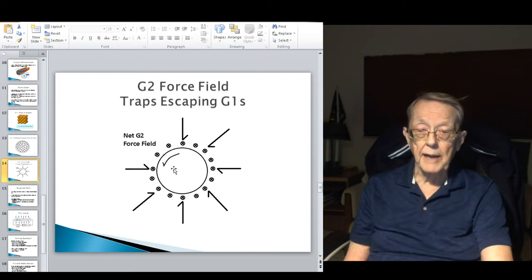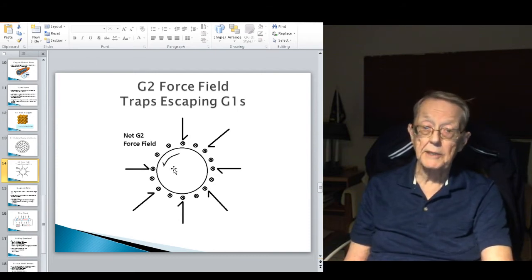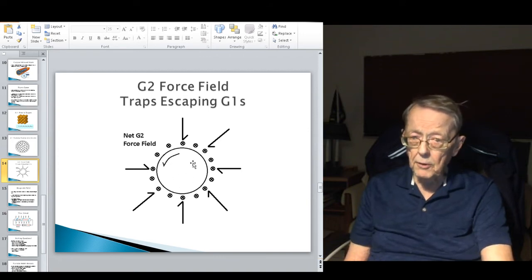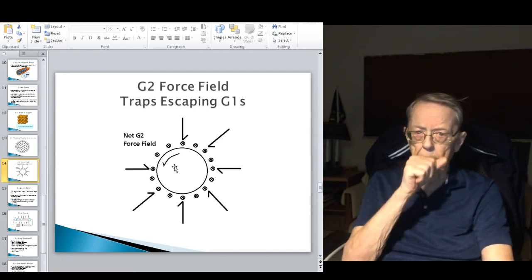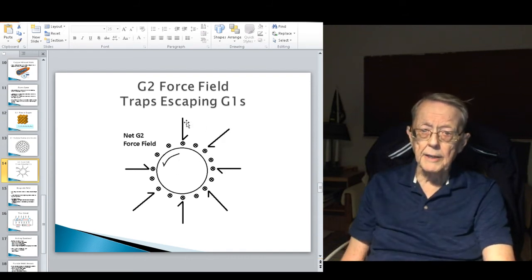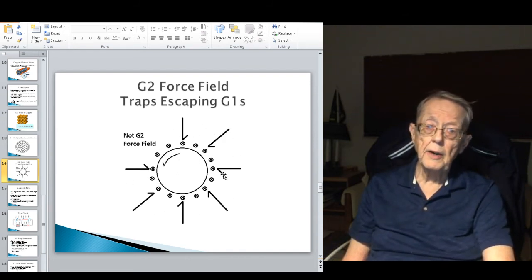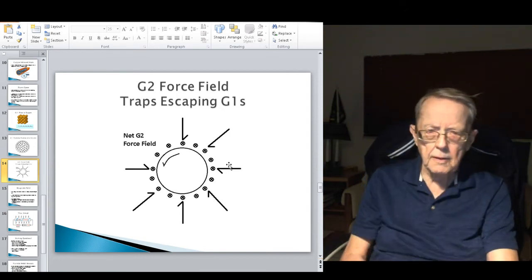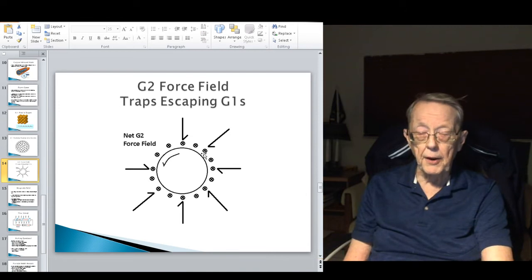I can't claim to have a complete, precise answer here. What I am claiming is that it is the speed of the G1 through the wire. It's the organization of the copper in the wire, and it's the G2 force field around that that keeps them there. And they're going to look like they're moving in a circle.